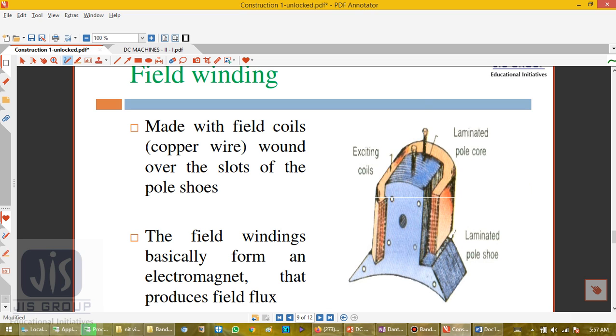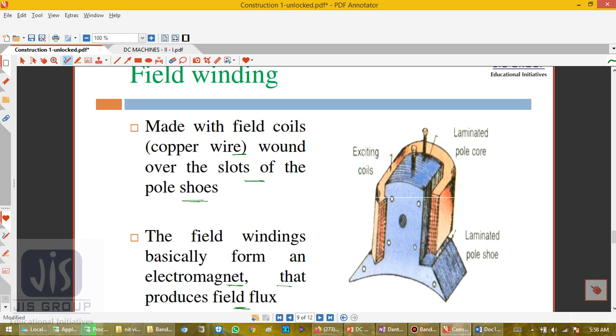So this field winding is basically made with copper wire wound over the slots of the pole shoe. The field winding basically forms an electromagnet that produces field flux. Okay. So this is made of copper conductor. So if we give a DC supply, this winding requires magnetomotive force to create this electromagnetic flux.